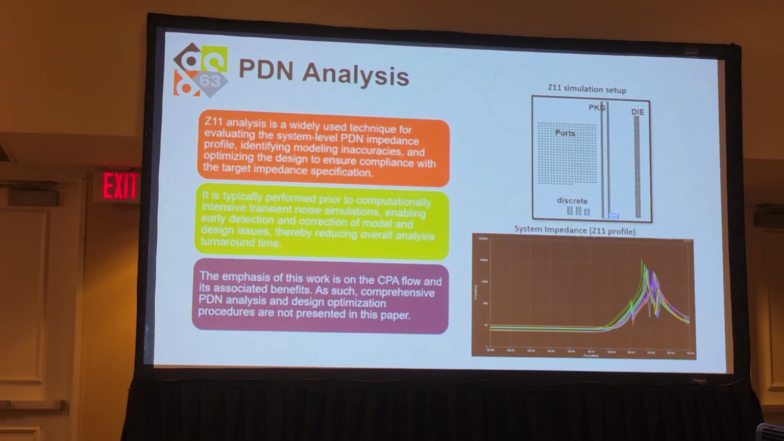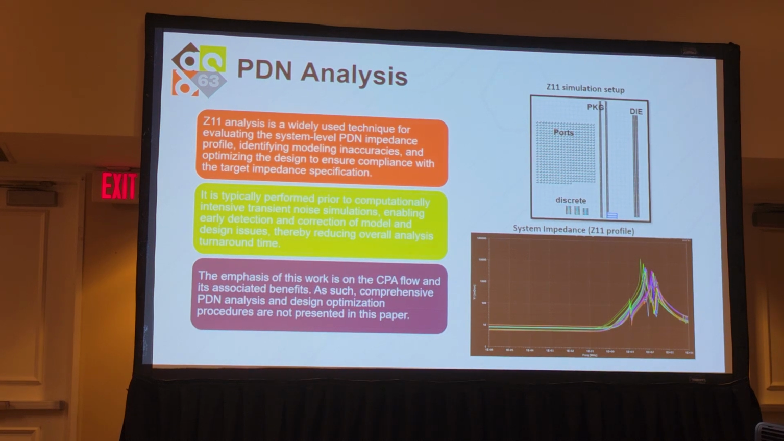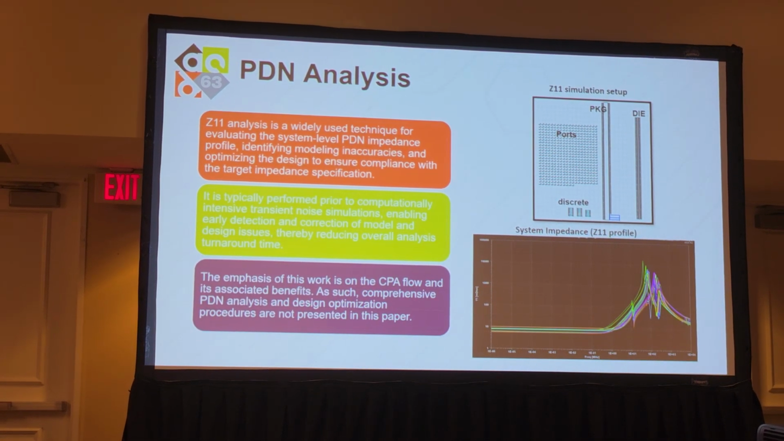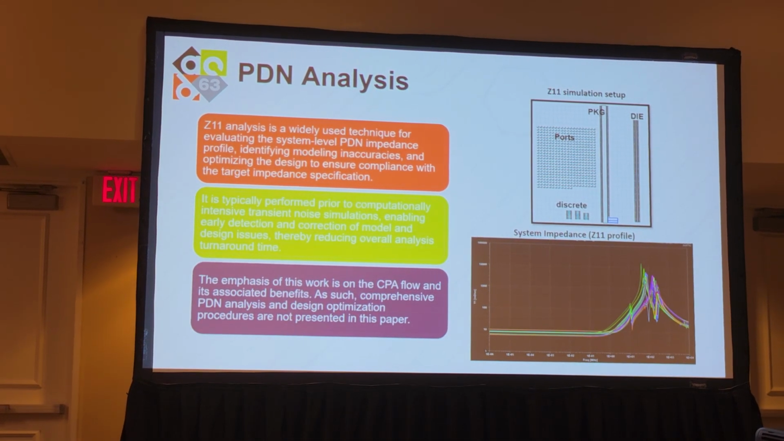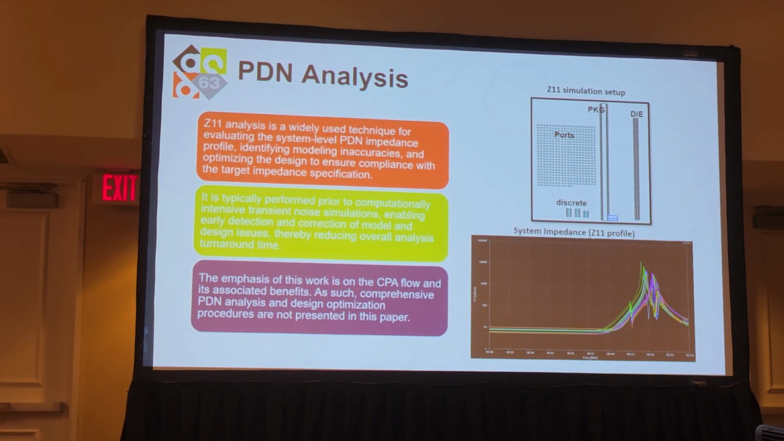So, once we've done this, we can now do a PDN analysis. We can go back and look at the impedance, the Z11, looking into that power delivery network, and we can determine whether or not we're meeting our impedance specs that we need to meet to achieve the noise levels that we need.